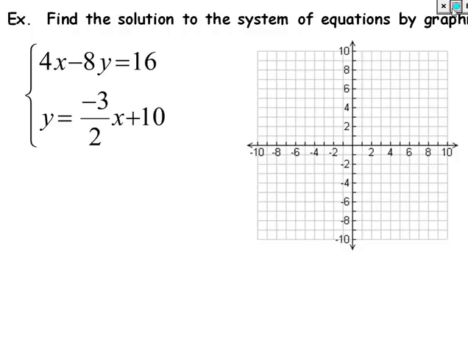So let's look at an example. If I want to find the solution to the system by graphing, let's look at my system over here. This is in slope-intercept form, so I could graph that pretty easily. My y-intercept is at 0, 10, and then my slope is negative 3/2, so I'm going down 3 over 2, down 3 over 2. So graphing that first line is pretty slick.